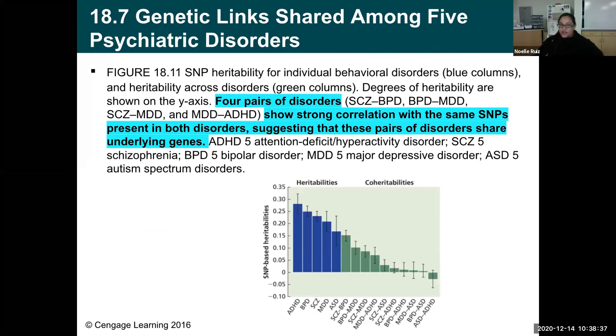That is figure 18.11 from your book. SNP heritability for individual behavioral disorders are the blue columns, and heritability across disorders are the green columns. The degrees of heritability are shown on the y-axis. And there are 4 pairs of disorders that show strong correlation with the same SNPs present in both disorders, suggesting that these pairs of disorders share an underlying gene. So like I said, autism and schizophrenia share an underlying gene because that same gene can either be duplicated, where it causes one thing, or deleted, where it causes the other.